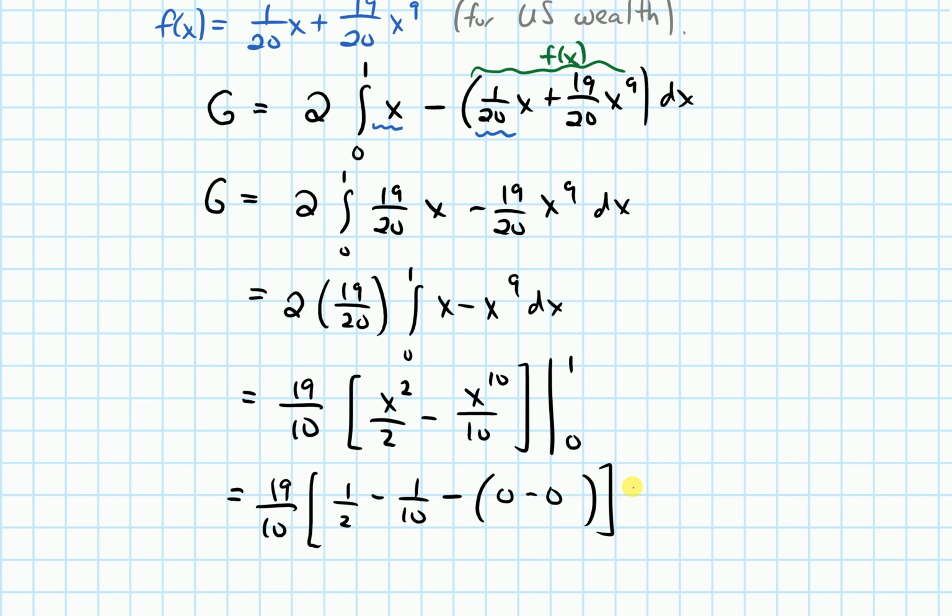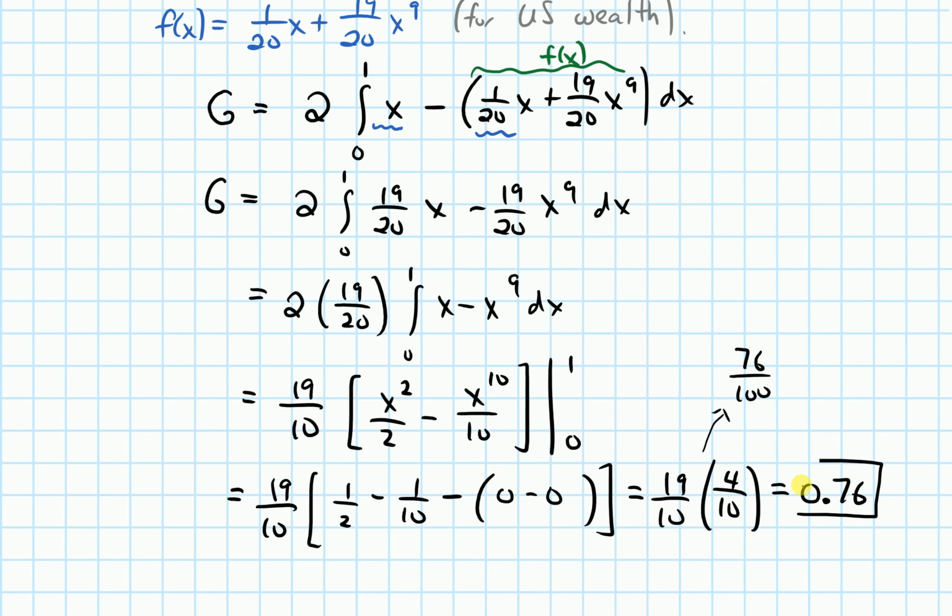And if we simplify this, we get 19 over 10 times, with the 1/2 minus a 1/10, getting a common denominator, we will get 4 over 10. And then if you multiply it out, the top is 76, the bottom is 100, and writing that as a decimal is 0.76. That is our Gini Index here. So this is closer to 1 than it is to 0, which means it tends more towards being unequal.